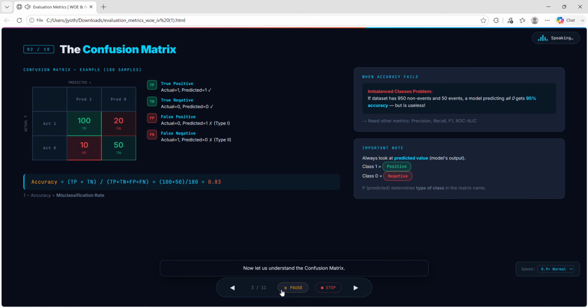In our example with 180 samples, we have 100 true positives, 50 true negatives, 10 false positives, and 20 false negatives. Accuracy equals TP plus TN divided by the total, which gives us 83%. 1 minus accuracy is the misclassification rate. But accuracy alone can be misleading. On an imbalanced dataset, a model that always predicts 0 can get 95% accuracy, while being completely useless. This is why we need other metrics.